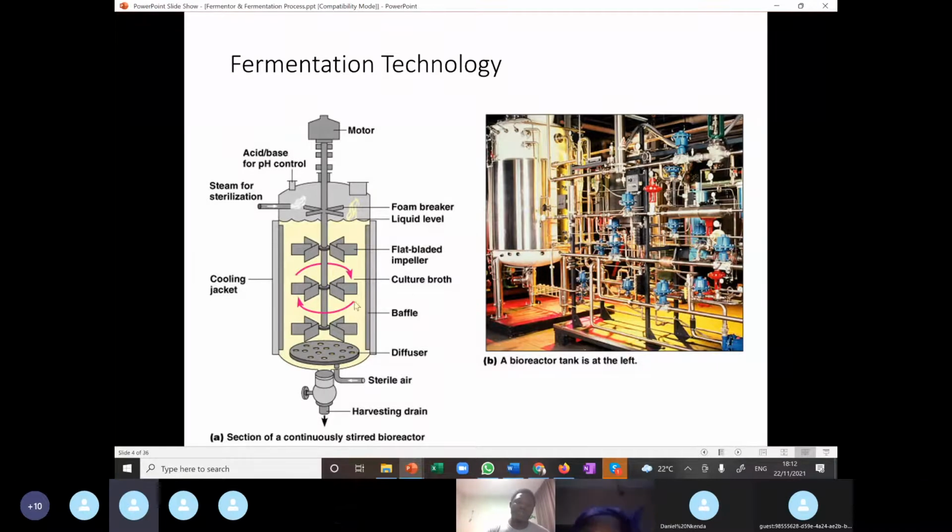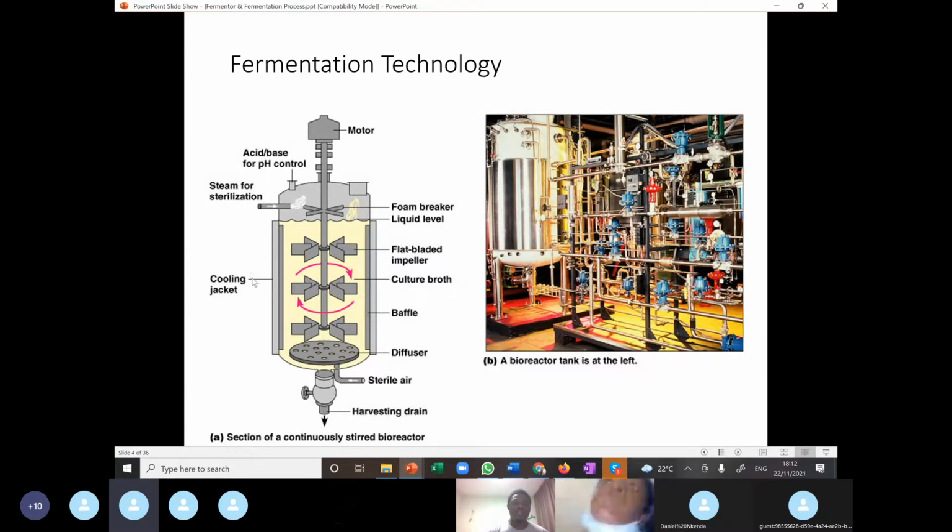Then, of course, we introduce our culture broth into this process. The culture broth will also contain our substrate on which the microorganism will grow, fermenting this substrate or converting this substrate to either biomass or primary metabolites or secondary metabolites.